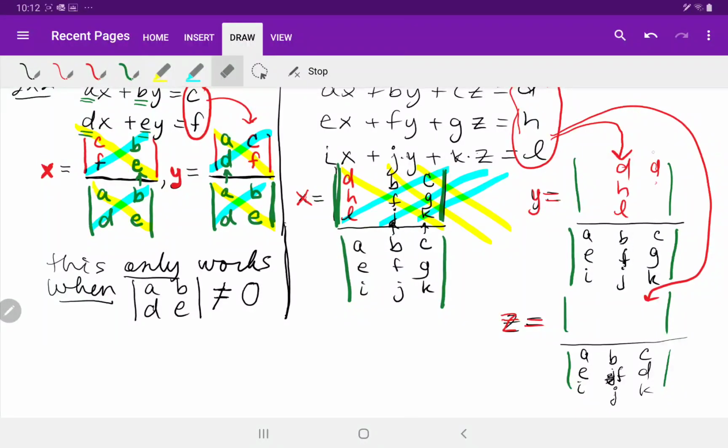DHL. And then this one, DHL. And then you fill in all the rest. AEI, CGK. AEI, BFJ. Okay, and that process is going to make it so you can do Cramer's rule.